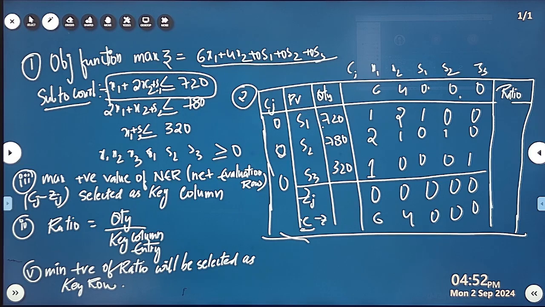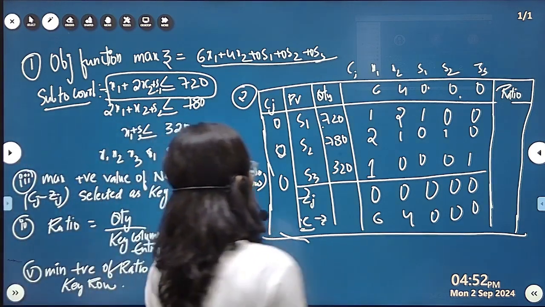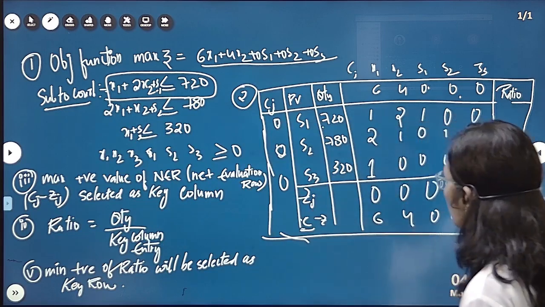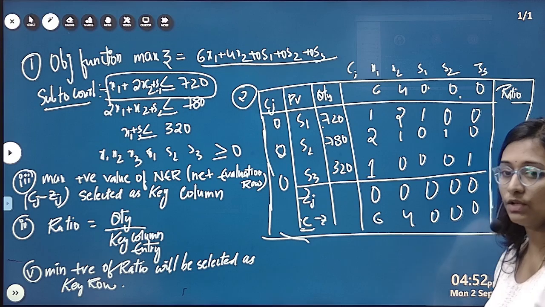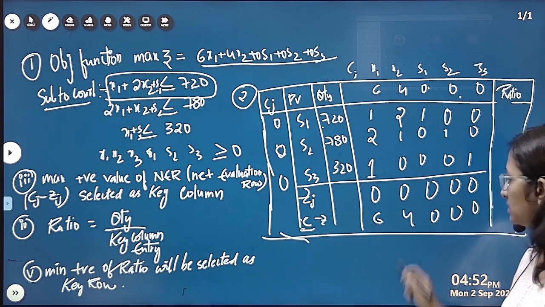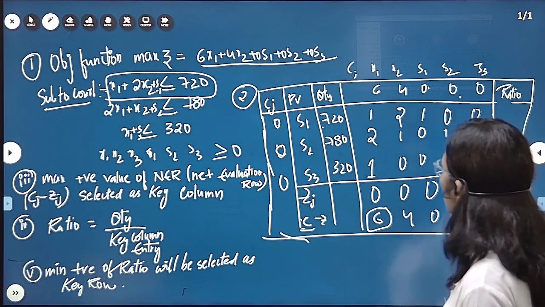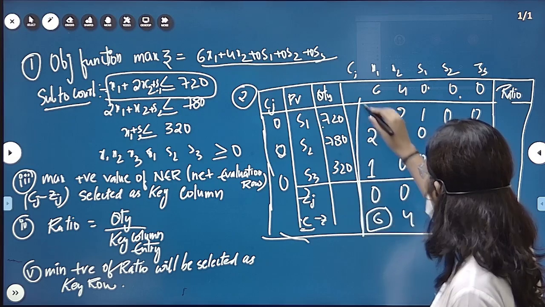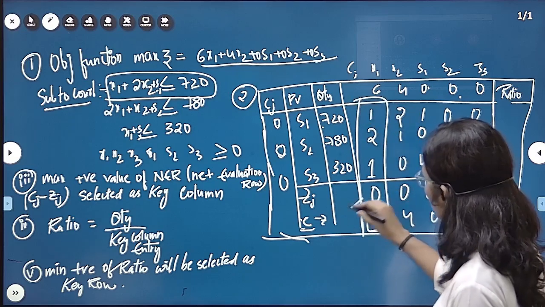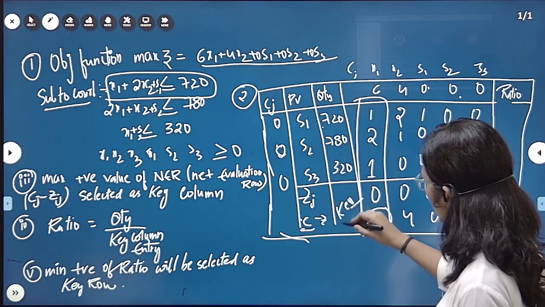Now here in the third point, what he is telling, so maximum positive value of NER, that is C minus Z, will be selected as key column. So in C minus Z, which value is higher? Positive 6, right? So this column will be key column. Write over here as key column.